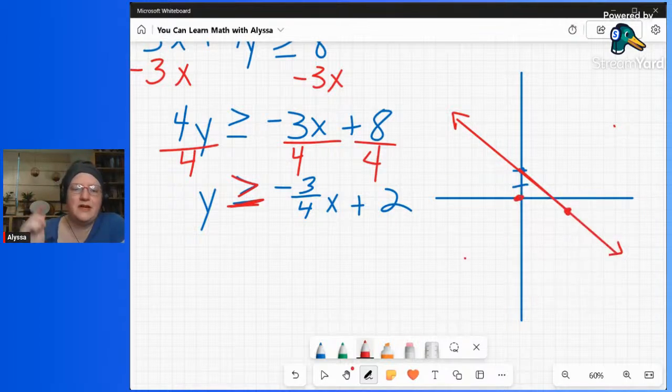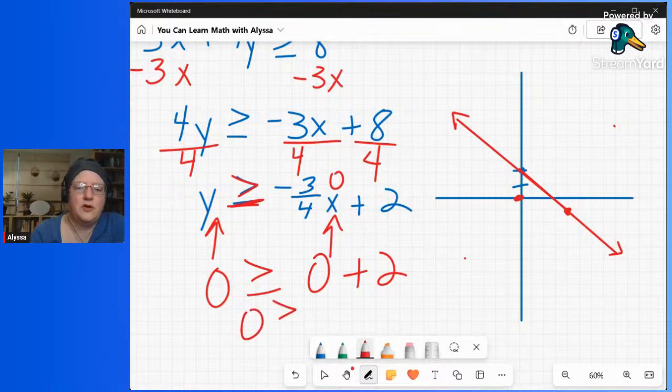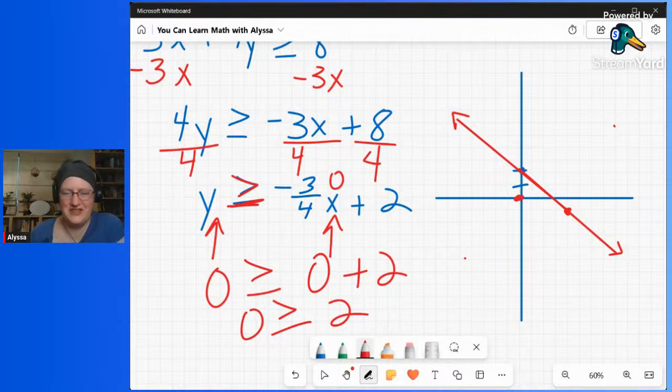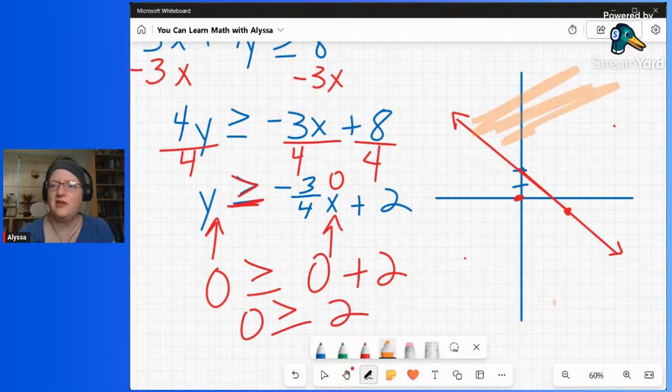So take 0, 0 and plug it into this equation: a 0 for x and a 0 for y. 0 is greater than or equal to -3/4 times 0, which is just 0, plus 2. Is that a true statement? No, it is not. 0 is not greater than or equal to 2. So you shade where it's true. Here, 0, 0 is the false area, so you shade the other side.